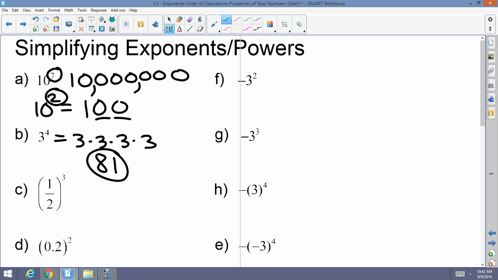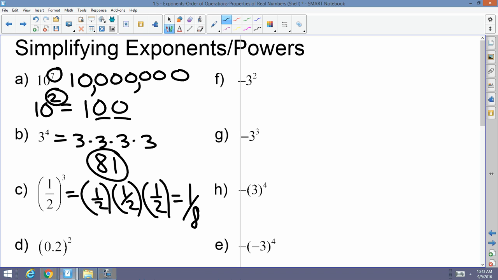We all make mistakes. 1/2 to the third power. Whoa, I got a fraction. Does that matter? No. What's my base now? Good. Don't do 0.5. What's more difficult? Multiplying 0.5 times 0.5 times 0.5 or 1/2 times 1/2 times 1/2? In my opinion, I think it's 0.5. 1/2 is 0.5, but for me, I'm going to make my life easy. So I'm going to go 1/2 times 1/2 times 1/2, which equals 1/8. Does that make sense?